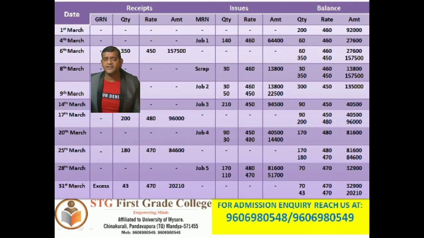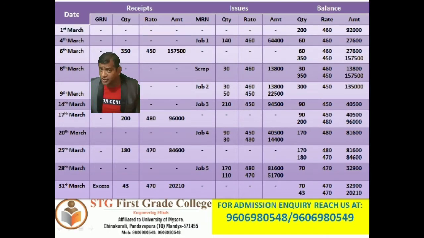So now go to the balance column, copy the balance of 20th March as it is, that is 170 tons of 480 rupees. So that comes to 81,600 rupees. On 25th March again, there is a receipt. How many units? 180 tons of materials at 470 rupees. So 180 tons multiplied by 470 rupees, that comes to 84,600 rupees.